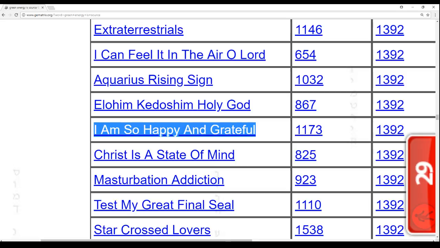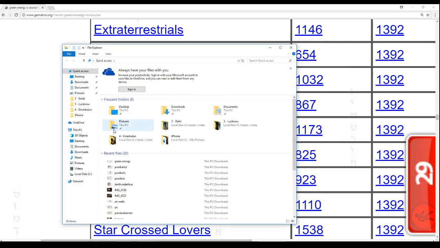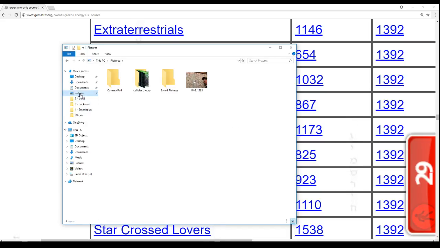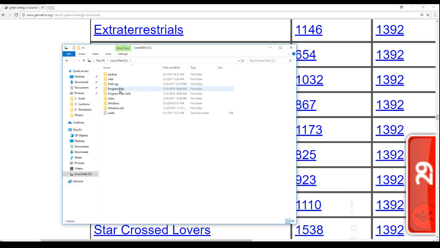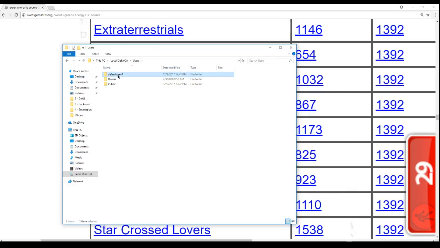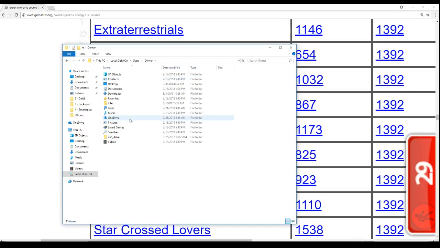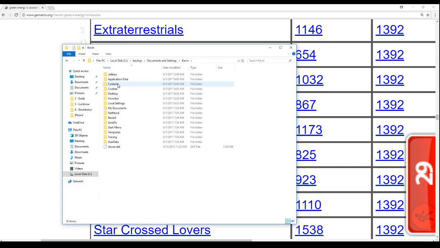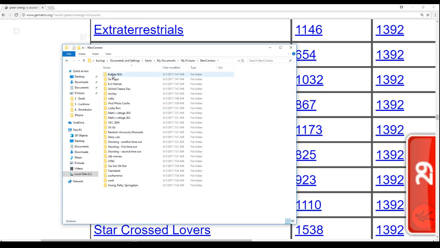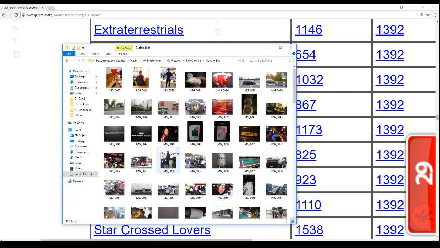I gotta find that picture. Oh, how am I gonna find it? Oh, for the love of God. It would be in pictures. No. It would be in... Hold on a second. This PC. And C drive. And... Users. A default user. Cancel. An owner. And desktop. And backup. And documents and settings. And Kevin! And my documents! Oh, there we go. And my pictures! Okay. I think this is it. New camera. Buffalo Bills! I think it's working.